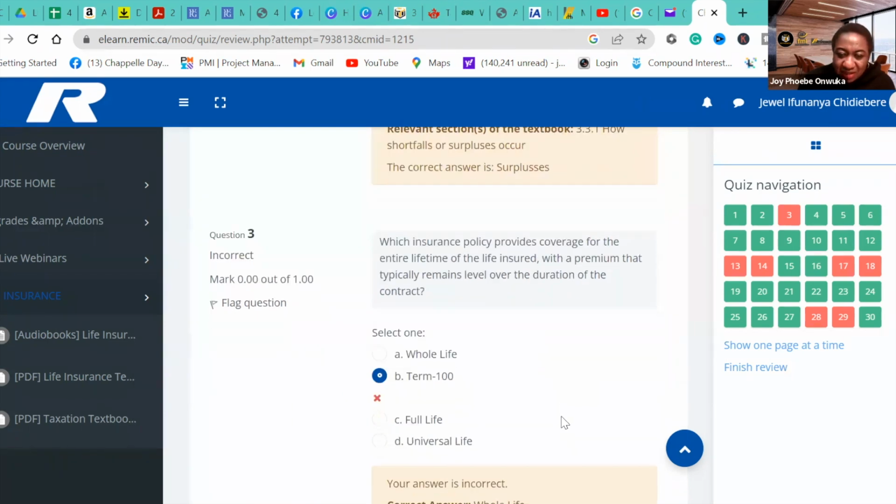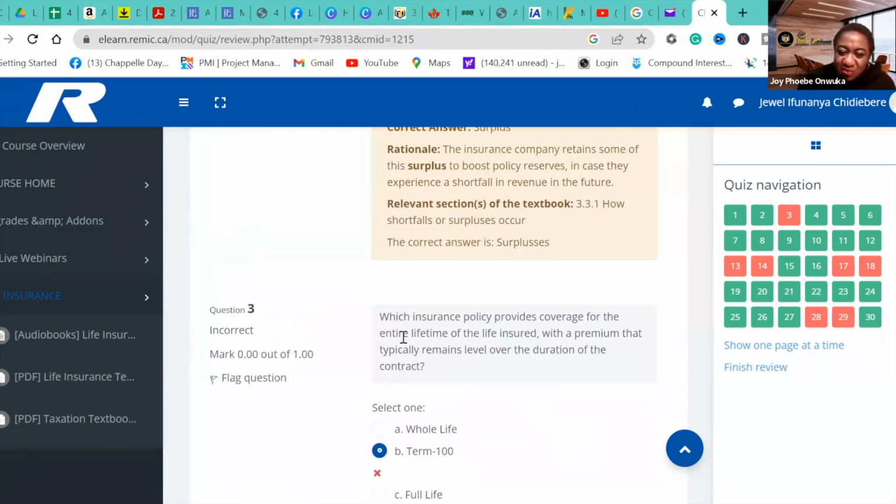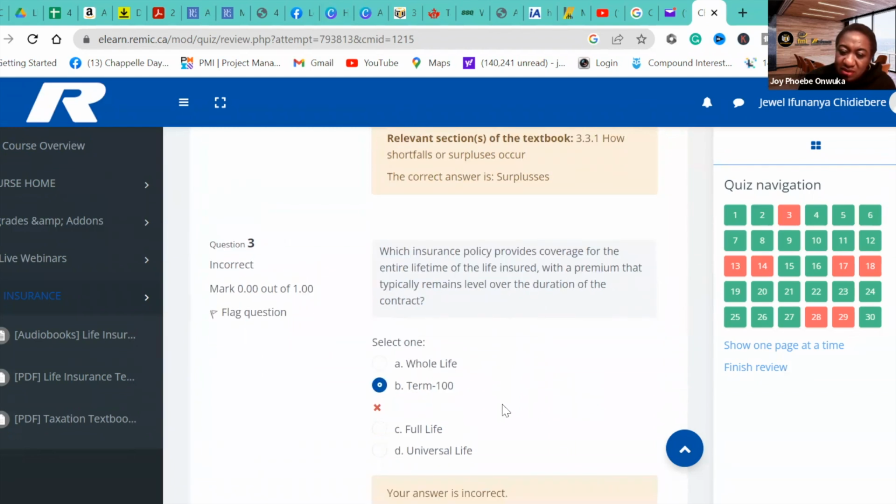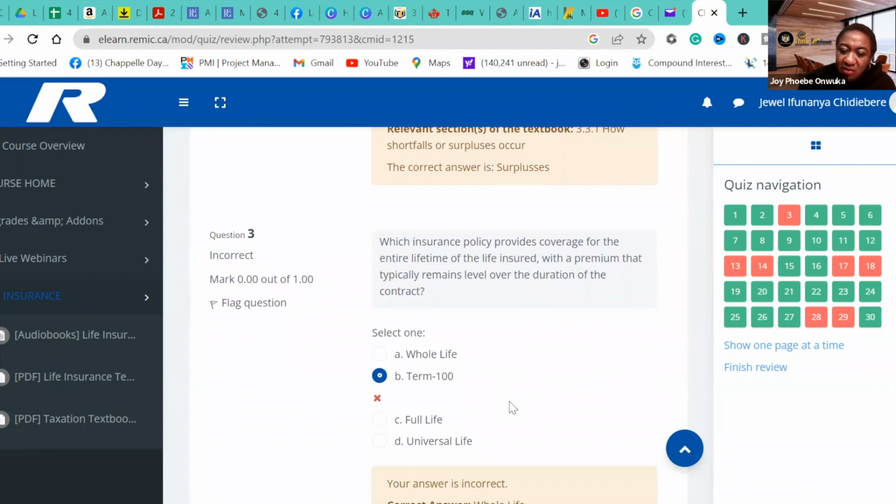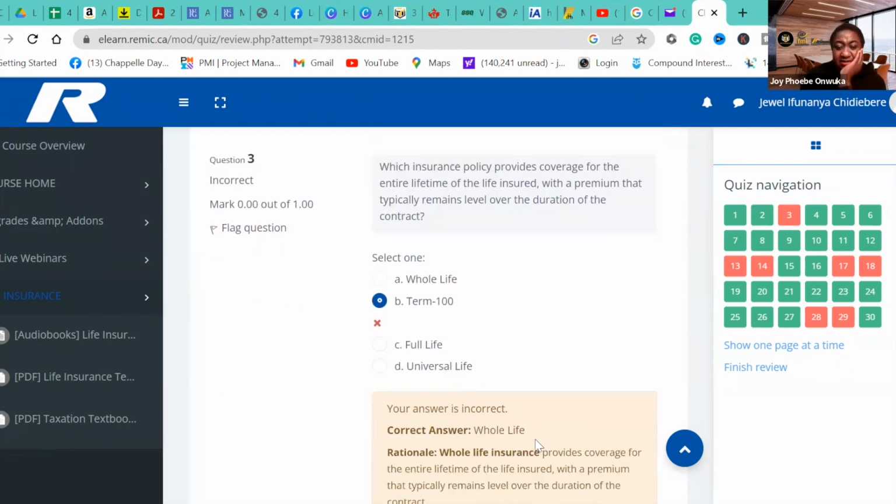Question 3, we didn't get it, oh my goodness. It said, which insurance policy provides coverage for the entire lifetime of the life insured, with a premium that typically remains level over the duration of the contract? Okay, the correct answer is whole life. Yeah, because then 100, you don't pay.